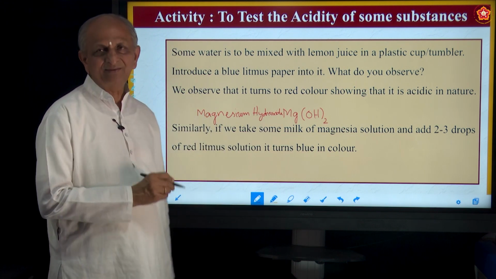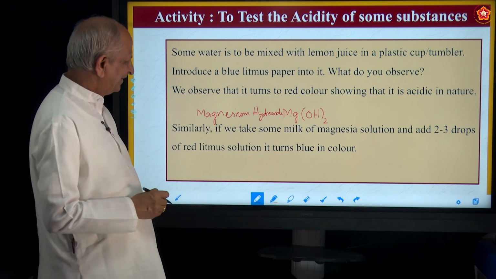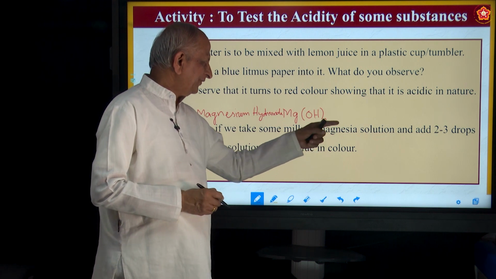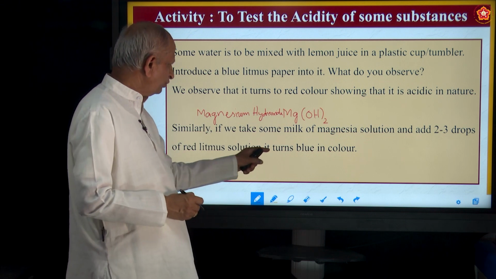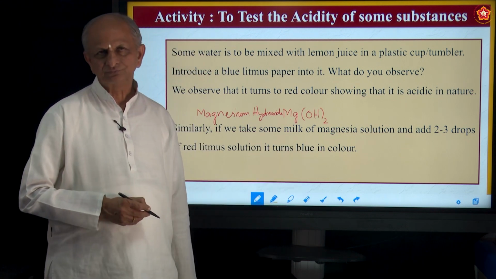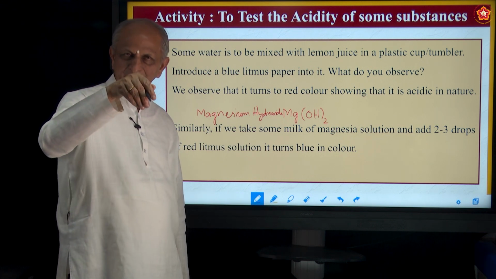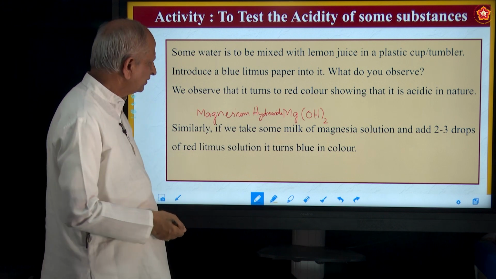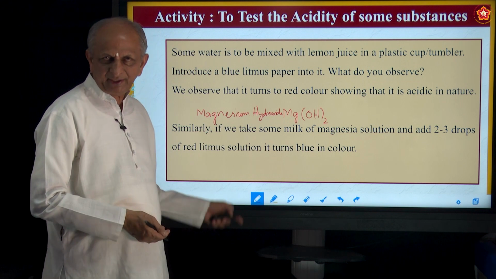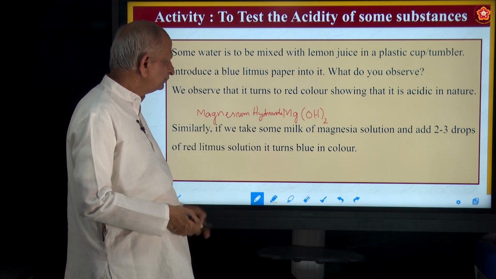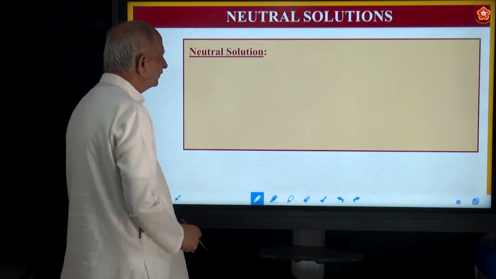Why is it called milk? Color is white, that is why milk. It is not milk actually. It is a medicine actually. So here if you add 2-3 drops of red litmus solution, it turns into blue. You can take paper also, there is no issue. Red litmus paper becomes blue. In the first case, blue turns to red. In the second case, red turns to blue. Okay. So that is what we have seen.